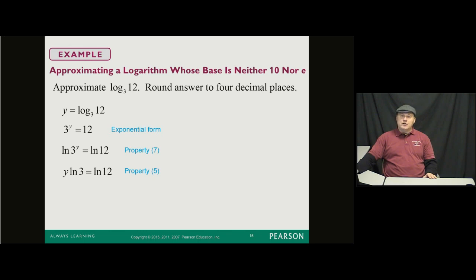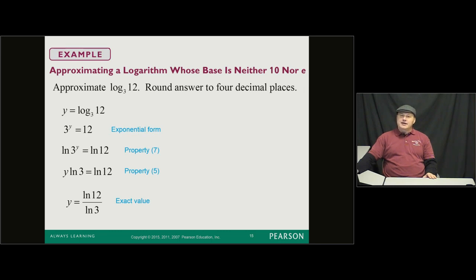And if your goal is to figure out what y is, wouldn't it be imperative to get rid of that natural log of 3? Well, what's the operation between them? It's a multiplication. So we need to divide by the natural log of 3 on the other side. So y equals the natural log of 12 divided by the natural log of 3.